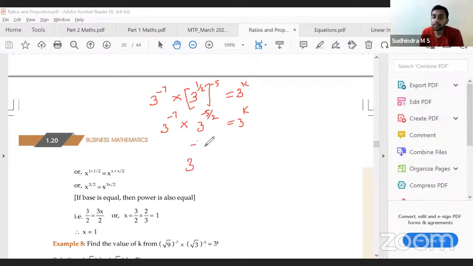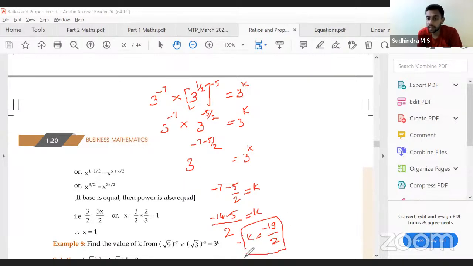So minus 7 minus 5 by 2 is equal to k. So 2 LCM, minus 14 minus 5 is equal to k. Therefore, k is minus 14 minus 5, which is minus 19 by 2.